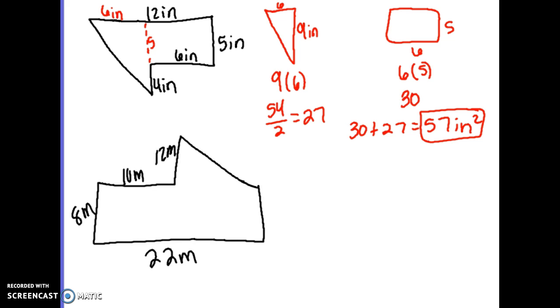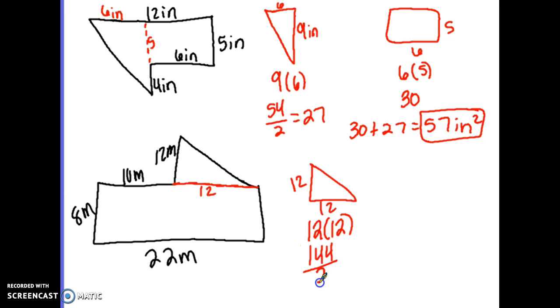All right, for this next image, I'm going to cut right here to make a triangle. So if this is 22, and this top part of the rectangle is 10, then 10 plus 12, this part of the triangle has to be 12. So for my triangle, it has a base of 12 and a height of 12. 12 times 12 is 144. Because it's a triangle, you have to divide by 2, and the area of the triangle is 72.